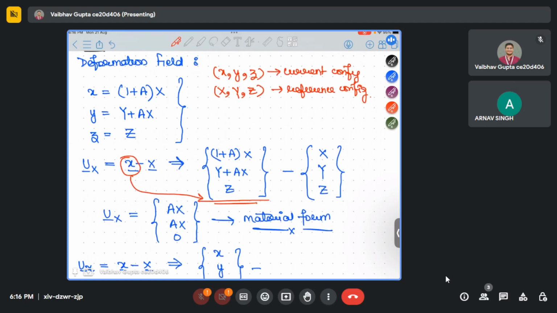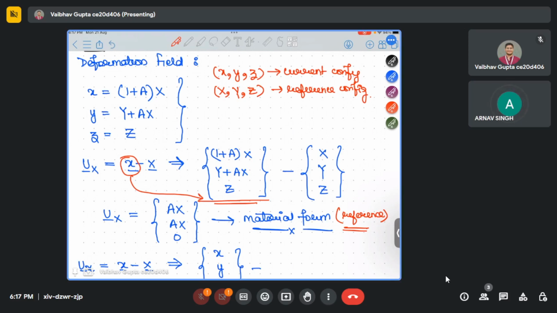So now they are asking to tell the displacement in material form. Material form is nothing but a reference form. When you find something in reference, you have to change the other thing into reference only. Then only you can compare mangoes and mangoes.